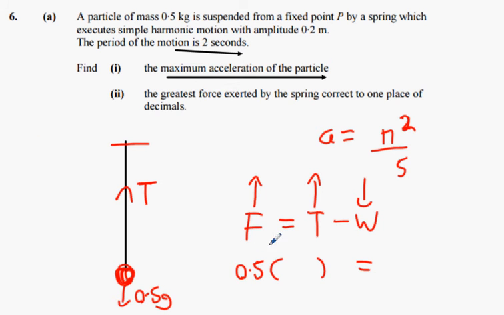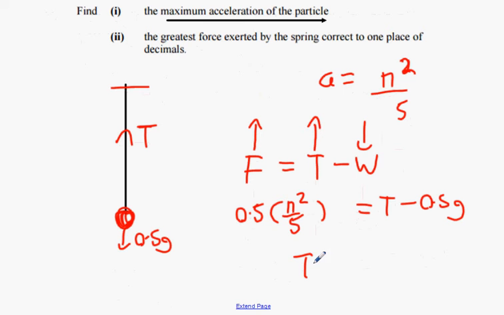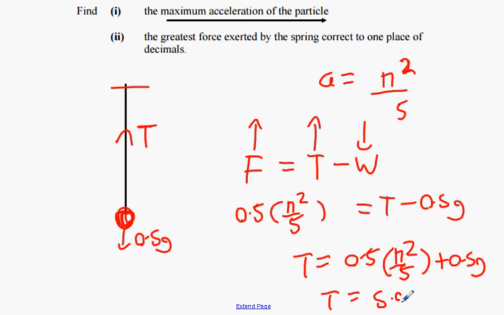So, force equals 0.5 times the acceleration, which is pi squared over 5. Tension minus 0.5 g. Then tension therefore equals 0.5 times pi squared over 5 plus 0.5 g. Put all that into the calculator. That's including g equals 9.8. And we're going to get T equals 5.9 newtons. That alright?